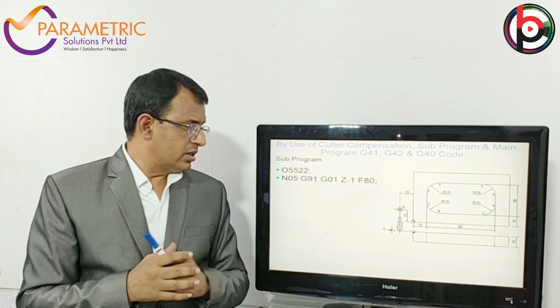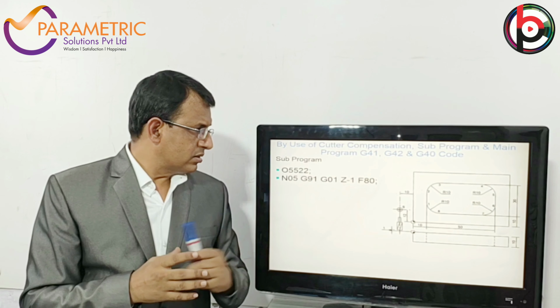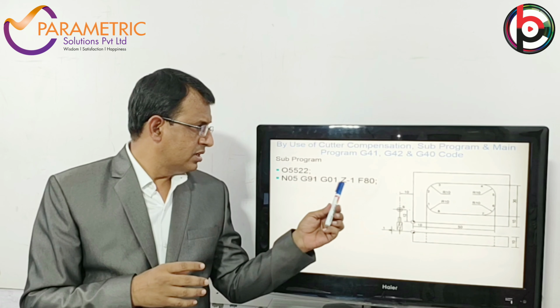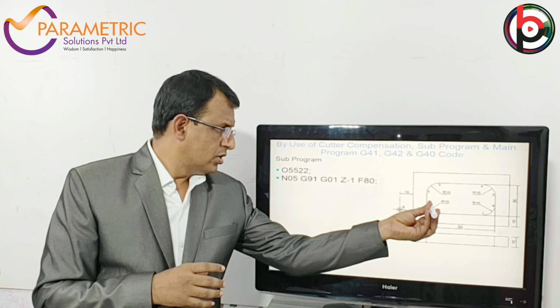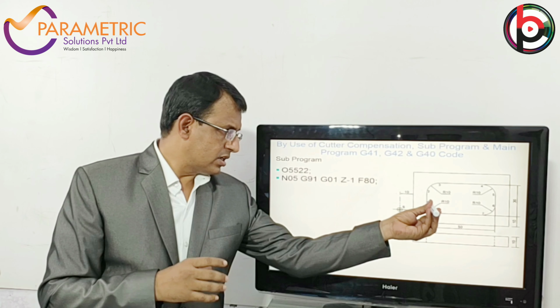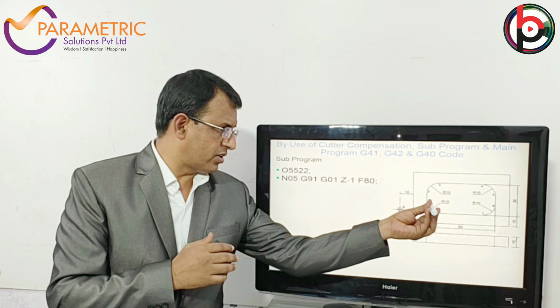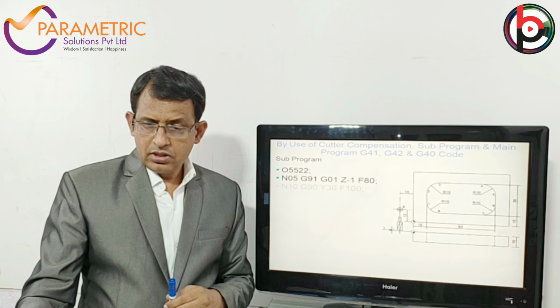Then G91 is the incremental coordinate system. Then G01 is linear interpolation, and Z-1 is the depth of cut. So straight away, from 1 mm of height, I am moving inside in the Z direction minus 1 mm depth of cut with a feed of 80 mm per minute.